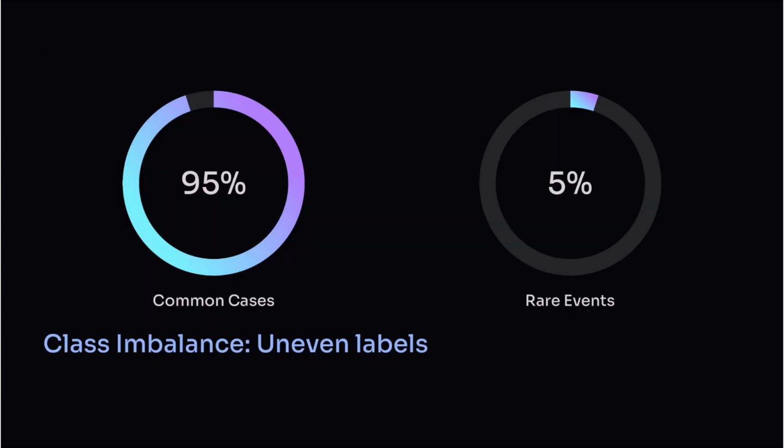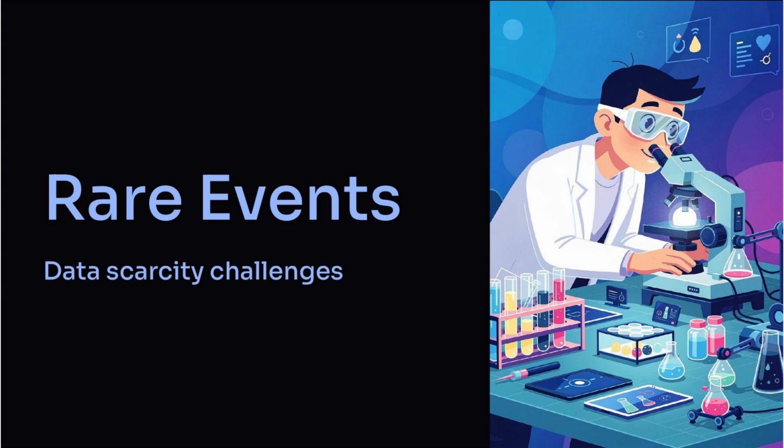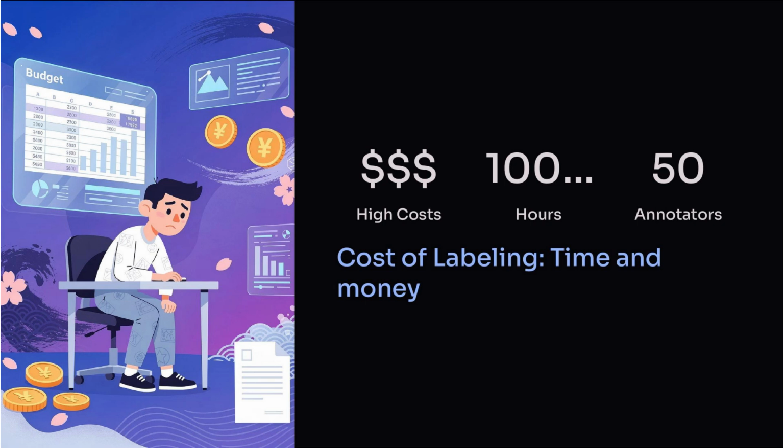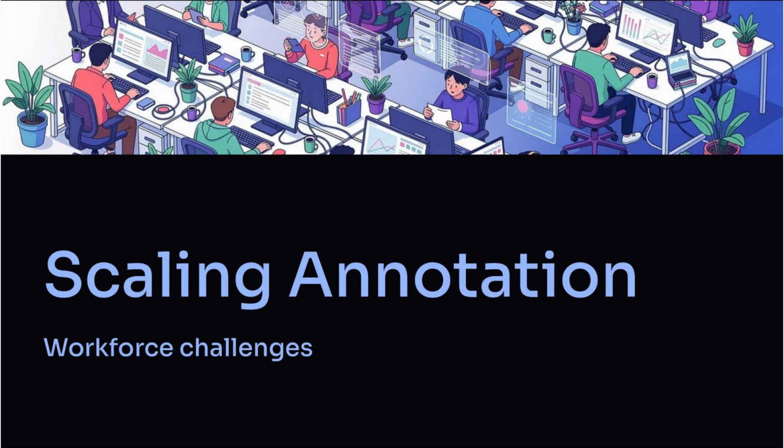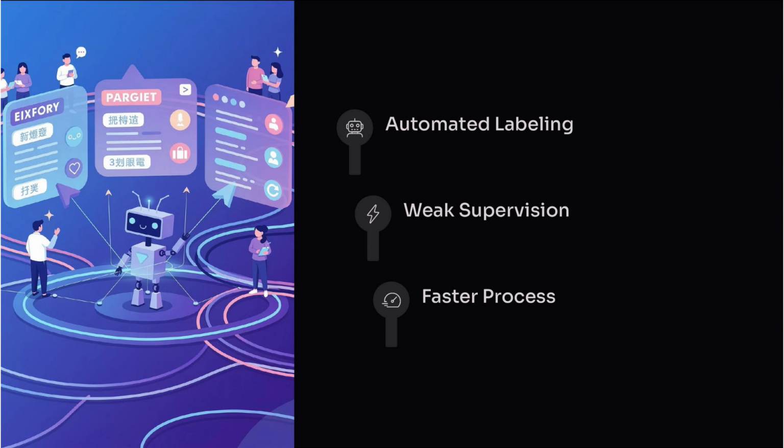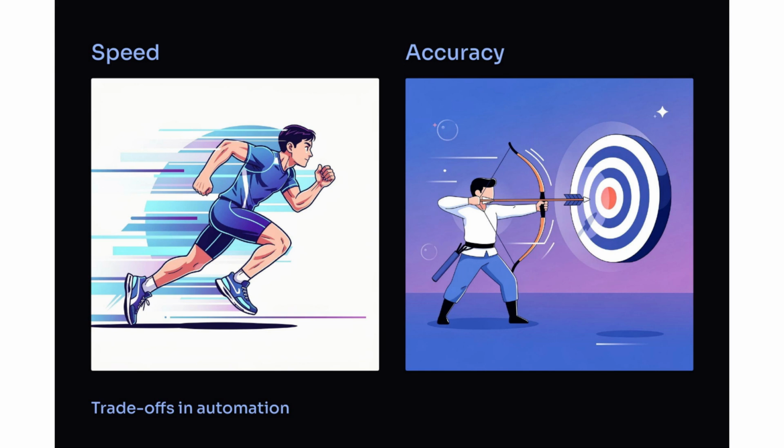Class imbalance occurs when some labels are much more common than others. This skews learning. Rare events are hard to label. Lack of examples reduces detection accuracy. Labeling is expensive. It requires time, expertise, and coordination. Scaling annotation introduces logistical challenges. Quality control becomes harder. Automated labeling trades accuracy for speed. Weak supervision can help, but introduces uncertainty. All labeling involves trade-offs. There is no perfect solution.